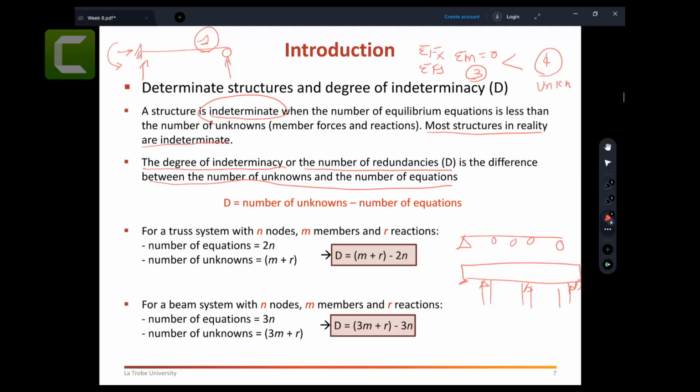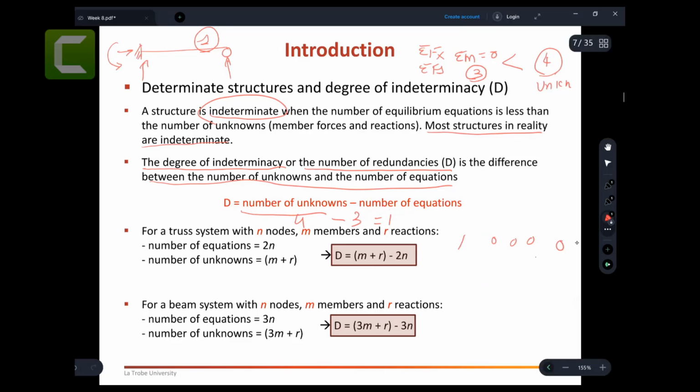So the number of unknown values here is 4, take away the number of equilibrium equations, which is 3. So degree of indeterminacy is 1. Very simple, right? It's not that difficult, right? There is an equation as well. You don't need to remember these equations, but I think I will practice with you the equilibrium equations.